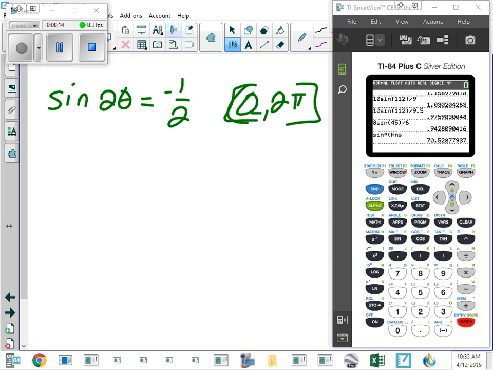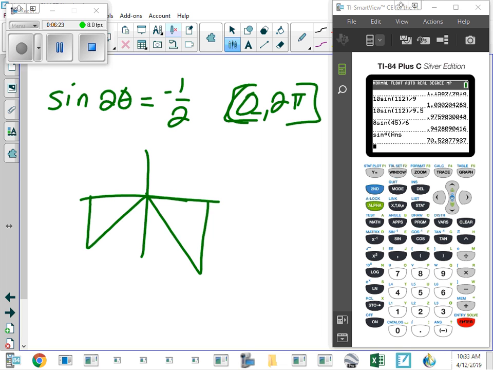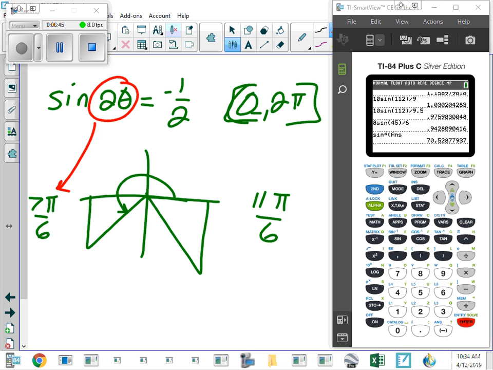All right, so number 7. Where is the sine equal to negative 1/2? Well, we're in quadrants 3 and 4. Right? And those angles are 7 pi over 6 or 11 pi over 6. But those are not the angles I want. 2 theta is equal to this.